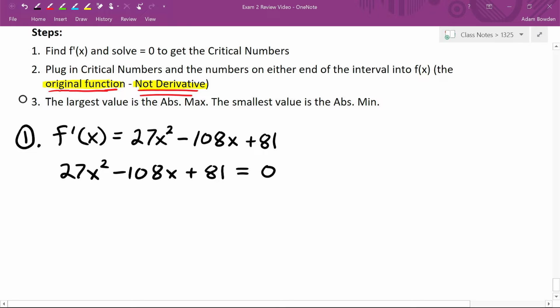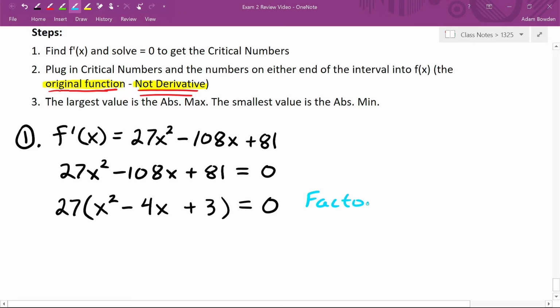When I look at all this, I can see there's a GCF that's actually 27. If we factor out the 27, we can write it as x squared minus 4x plus 3 is equal to 0. And we can continue from here to factor it some more, because it will factor to x minus 1 times x minus 3 equal to 0.